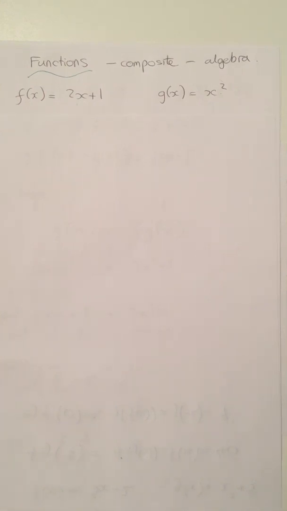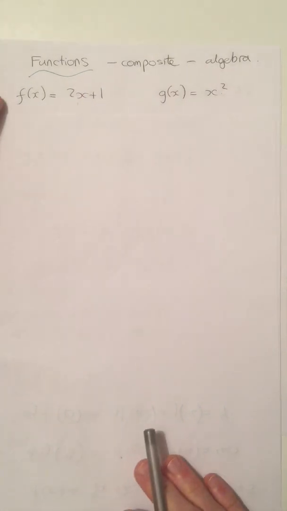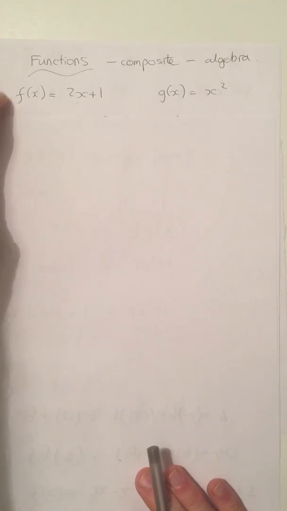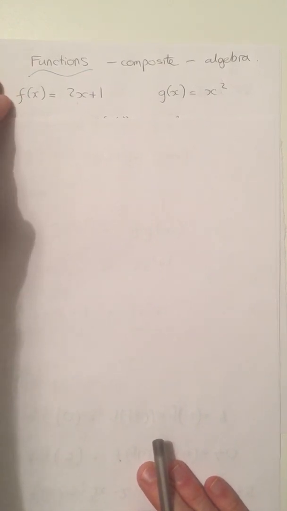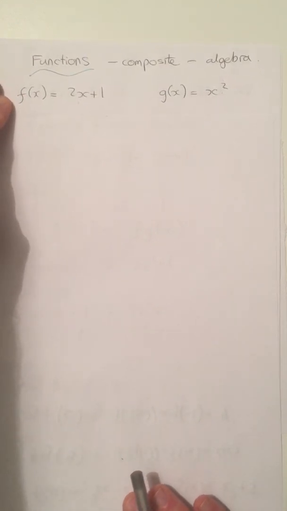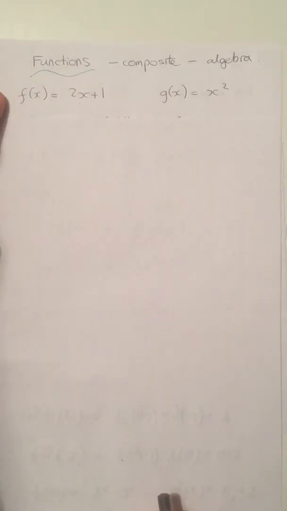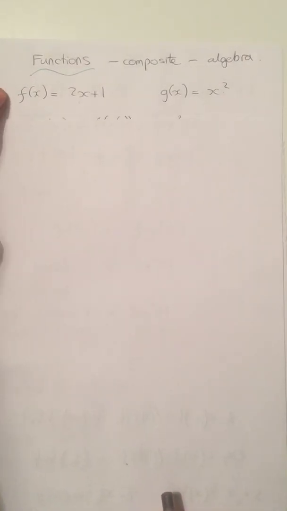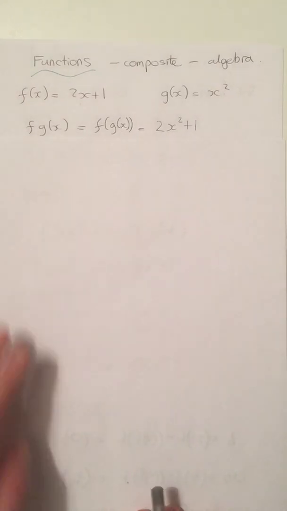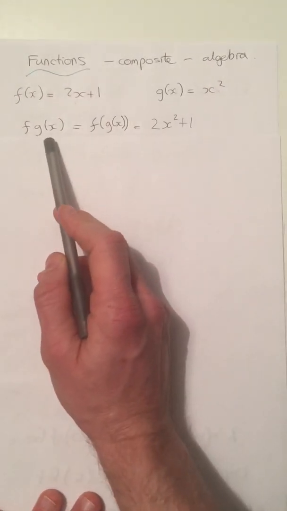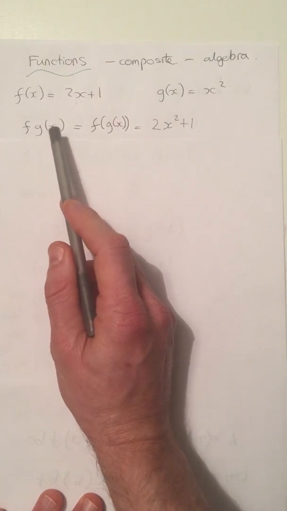Okay, we saw in the previous video what functions are and what composite functions mean. And we were substituting numbers into those functions. This video is showing you how we can do algebra with these things. So, in this question, I've got f and g defined for me there. And I want to work out what fg of x is in terms of x.